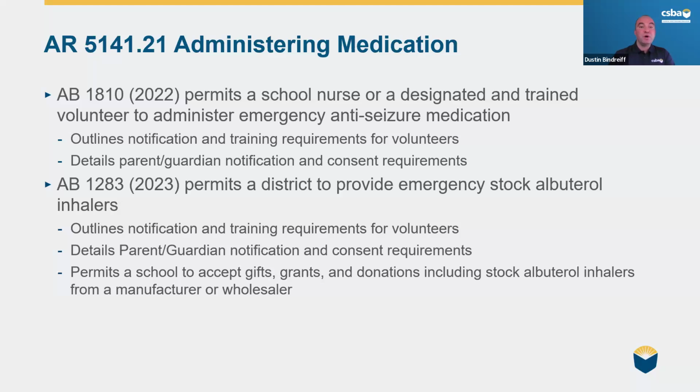Similarly, Assembly Bill 1283 provides guidance allowing the districts to provide emergency stocks of albuterol inhalers, which can be used by school nurses or trained employees who have volunteered. This bill is going to provide similar notification requirements for requesting volunteers, details about annual and refresher training requirements, and it allows the school nurse or other qualified person to obtain a prescription for epinephrine or albuterol inhalers by an authorized physician. It allows the district to accept gifts of albuterol inhalers, and it provides similar protections to volunteers when administering albuterol to students. Next slide, please.